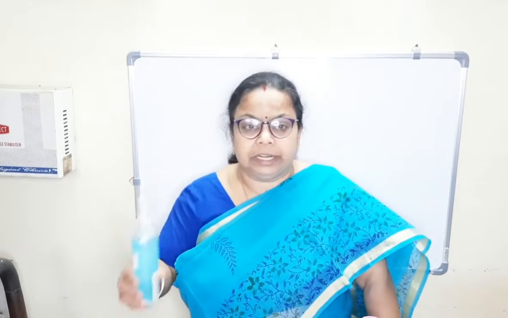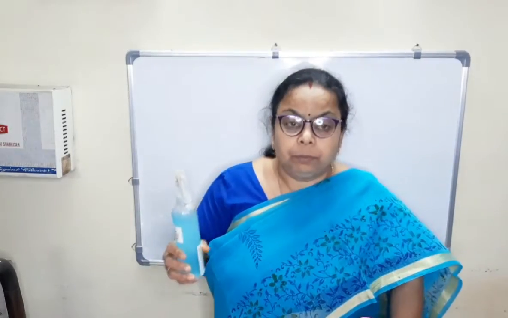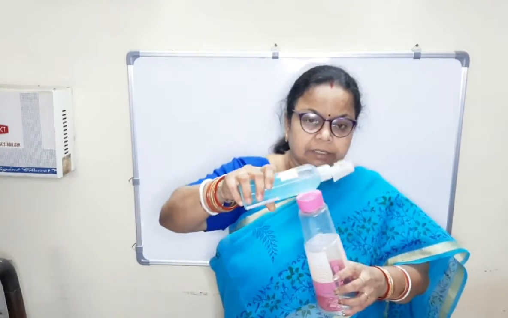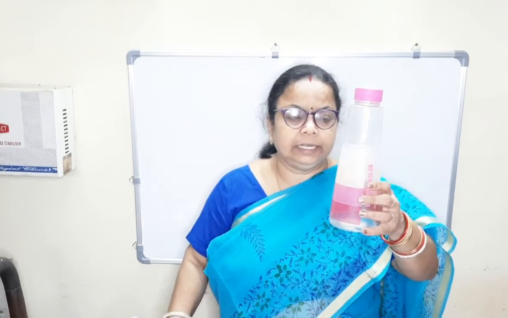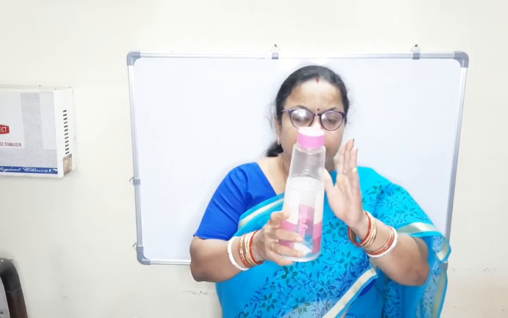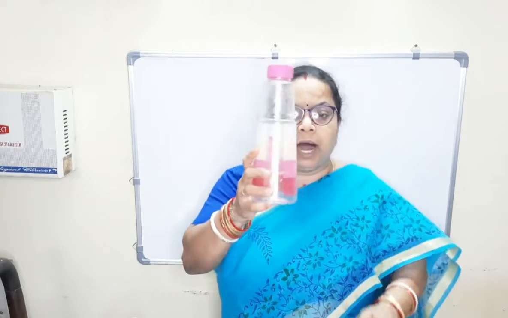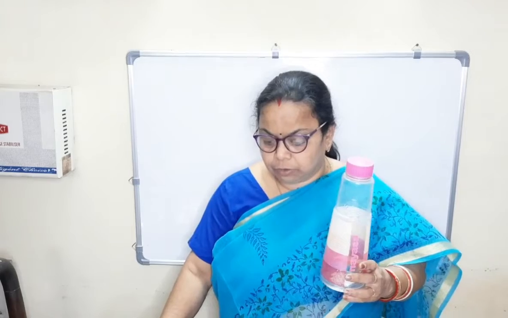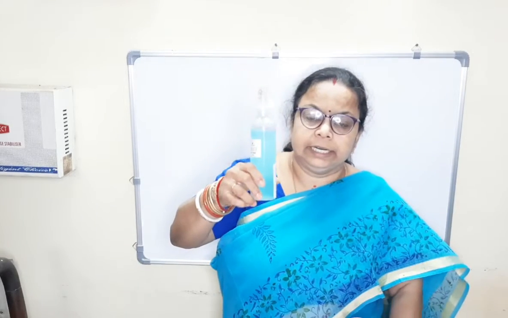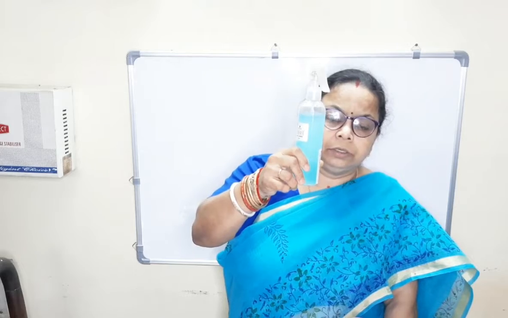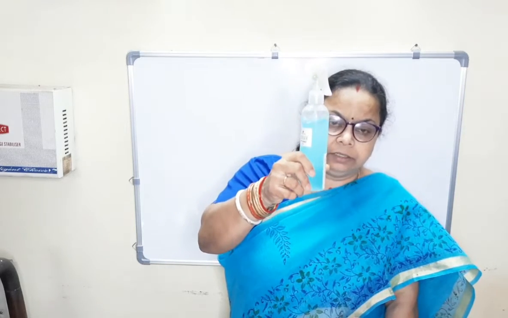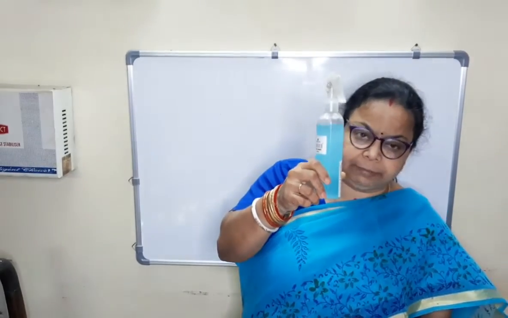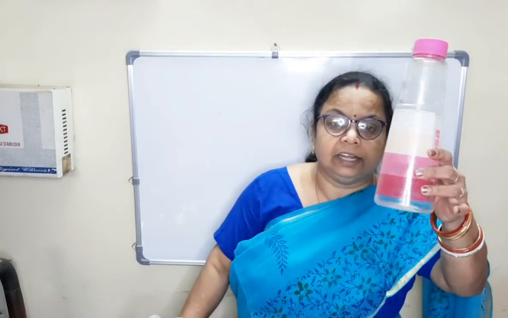Children, you see, it is 250 milliliter. 4 times when I pour here, the bottle is full. It is the capacity of this bottle. This bottle capacity is 1 liter. So 1 liter, children, how? 250 into 4 bottles. Okay, children, 4 bottles of 250 milliliter is equal to 1 liter.